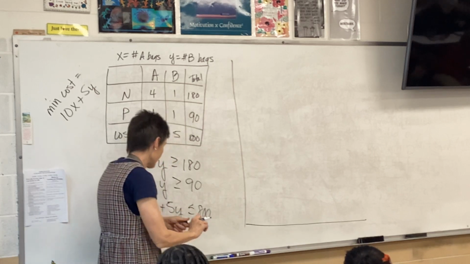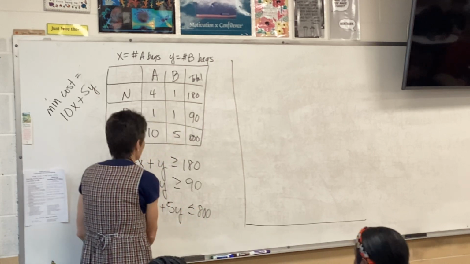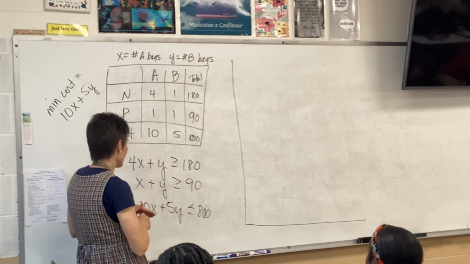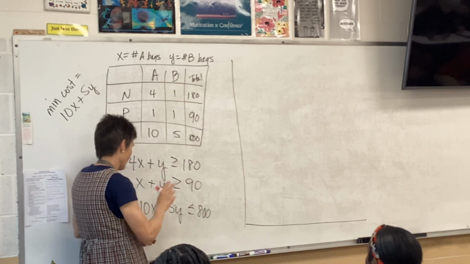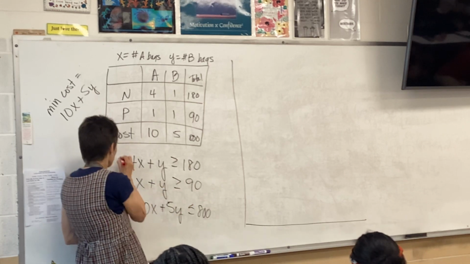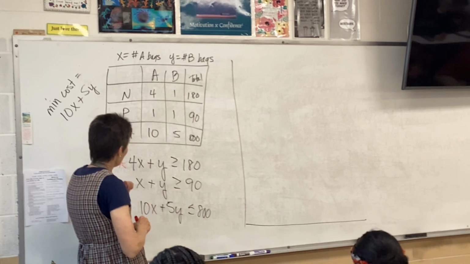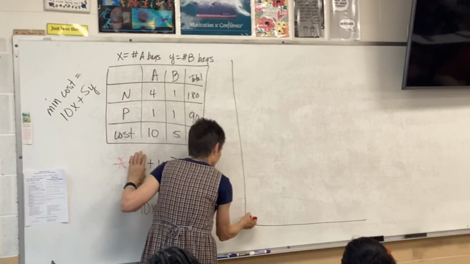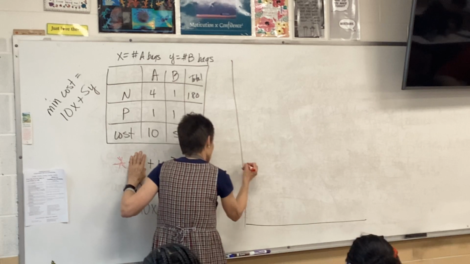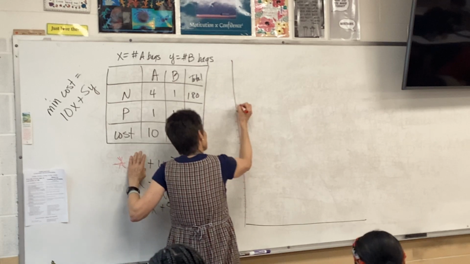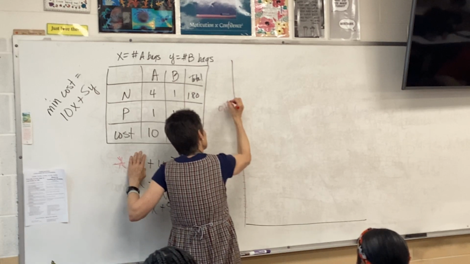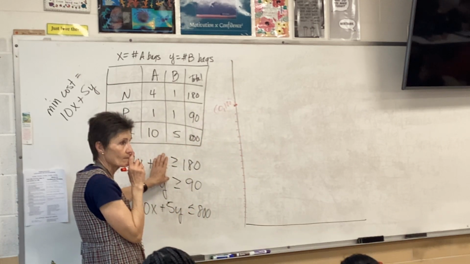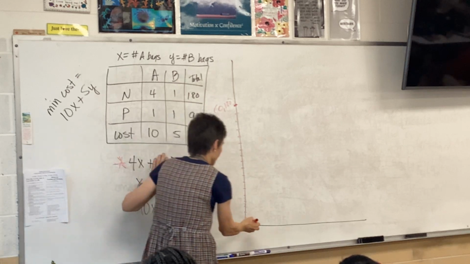So let's sketch it, see what it looks like. I think I'll use 10s as my scale, a good number to use here. So here we go in red. If x is 0, y is 180. 1, 2, 3, 4, 5, 6, 7. There it is. If y is 0, x is 45.